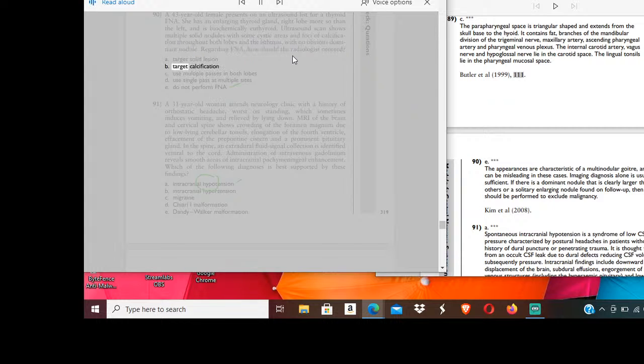A. Target solid lesion. B. Target calcification. C. Use multiple passes in both lobes. D. Use single pass at multiple sites. E. Do not perform FNA.